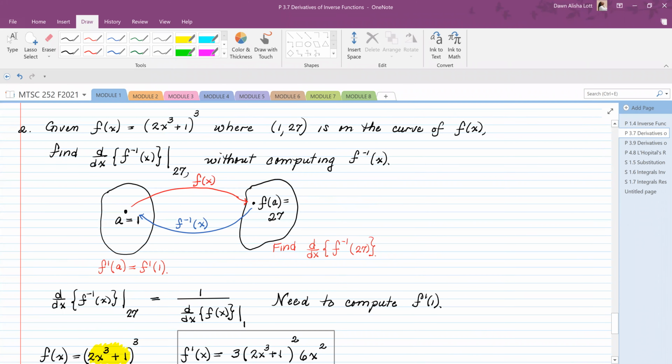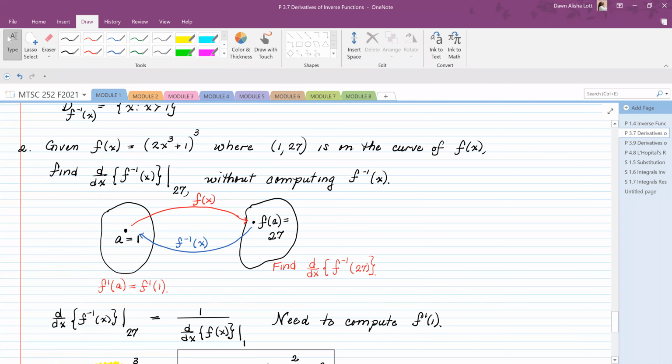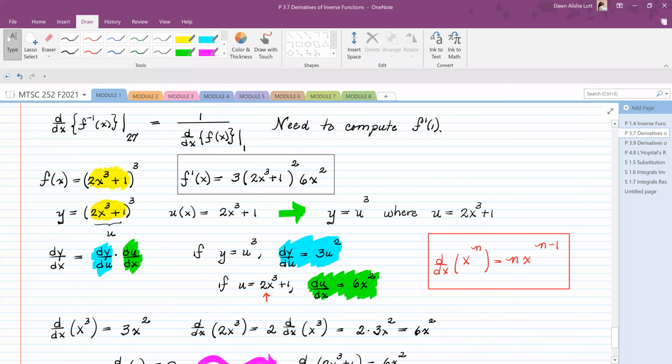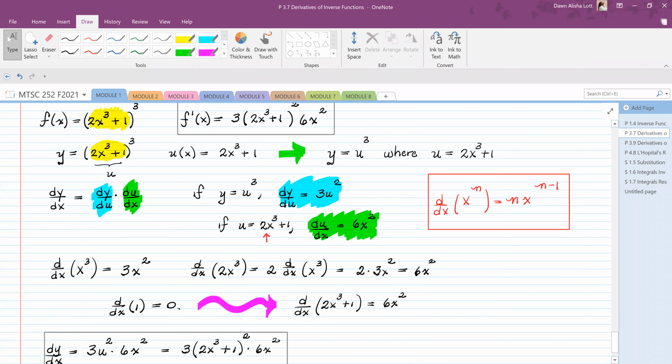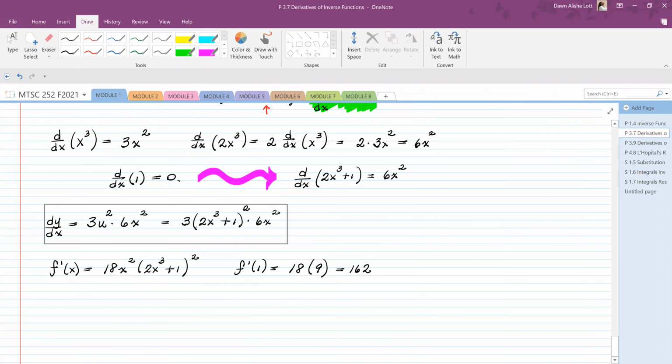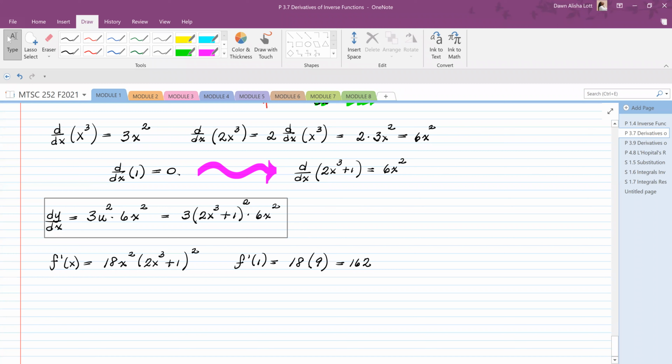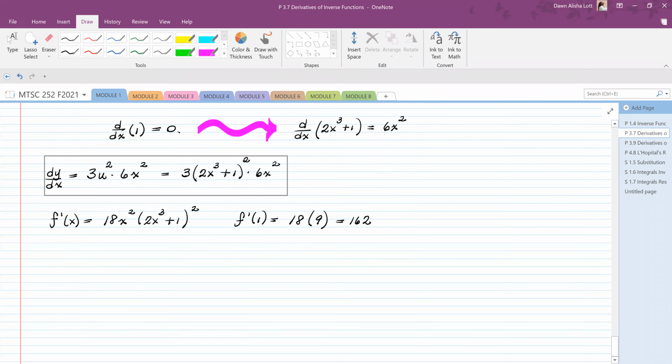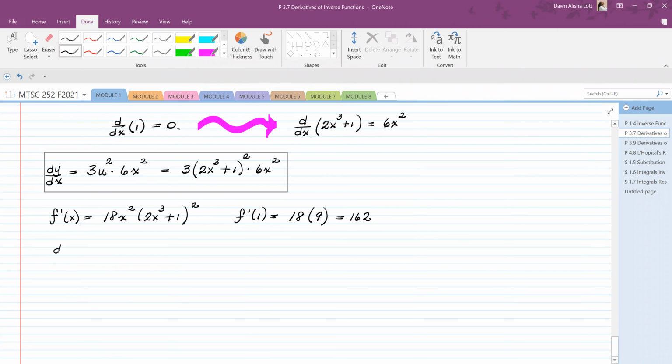We started with the function f that was here. Eric said, let's use the chain rule. We came down here and explained in detail how to take the chain rule derivative. We found that this was the derivative, and then I needed to evaluate it at 1. So now I can finish my answer. The answer to the problem is the derivative with respect to x of f inverse of x evaluated at 27 is going to be 1 over 162.